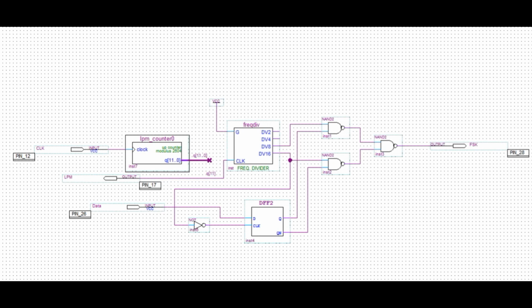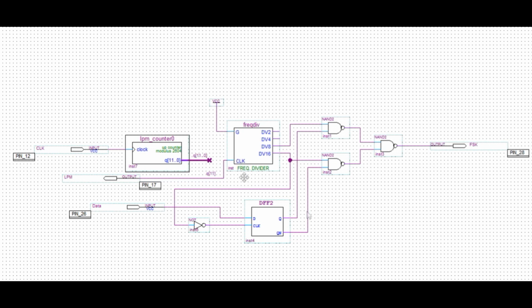Okay, I have Quartus 2 up and running on my computer, and you can see the schematic diagram of my FSK generator inside the CPLD. If you look at the very left, pin 12, that's our clock input, that's our 50 megahertz clock, and that's input into the LPM counter. Now this is a megafunction counter, and it divides the 50 megahertz by 2604, so the output of this divider will be 19,201 hertz, and that's fed into the frequency divider chip into the clock.